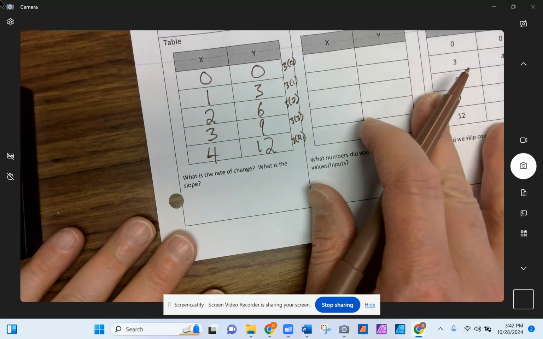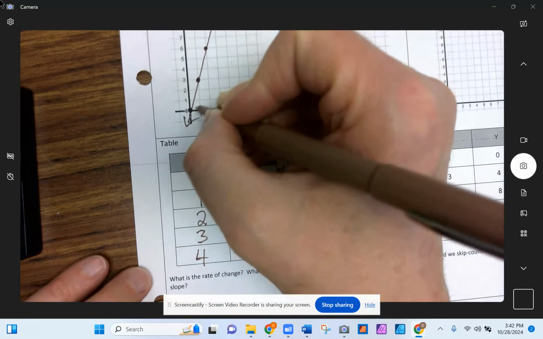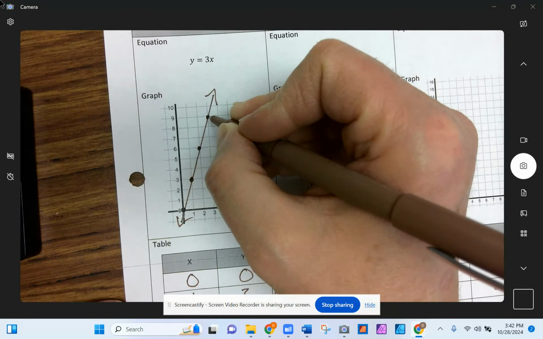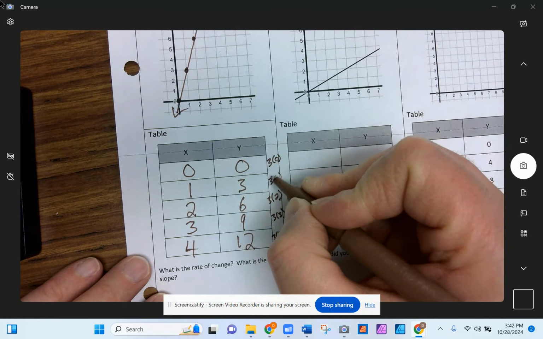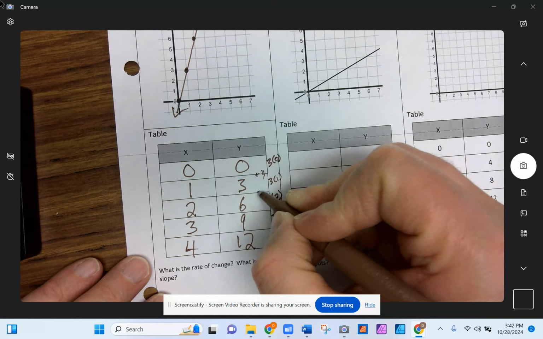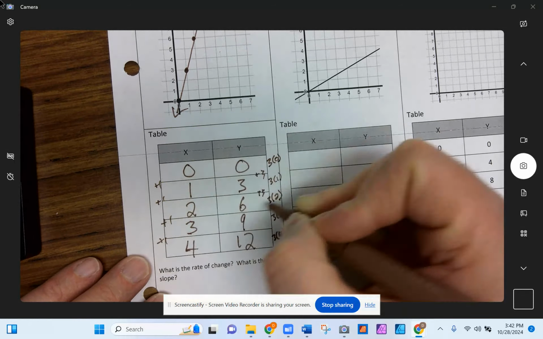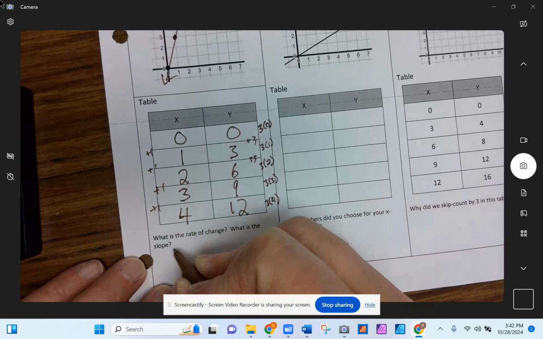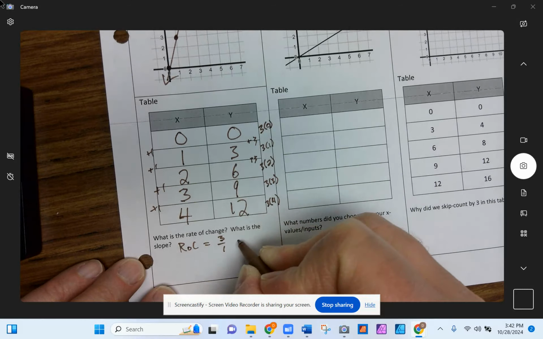What is the rate of change? What is the slope? Well, the rate of change is we're going up 3 and over 1, up 3 and over 1, up 3 and over 1, right? That's right from our equation, and we can see that we're going up by 3 each time, so plus 3, etc. And these are going over by 1 as well, so 3 over 1. All right, so the rate of change is 3 over 1, or 3.